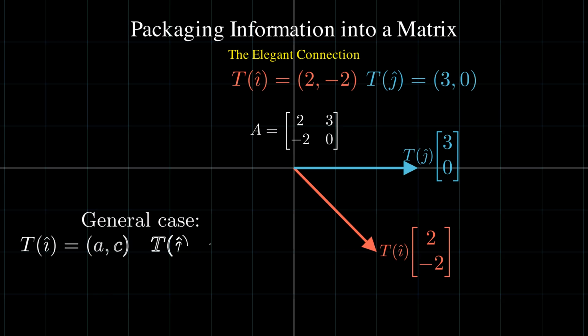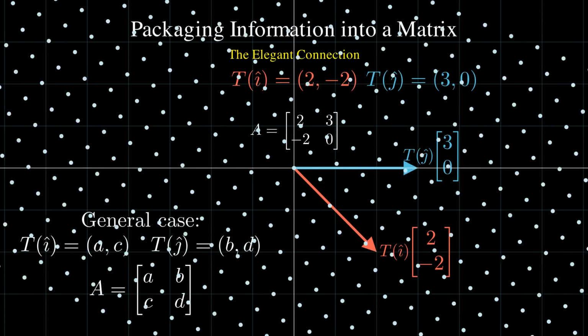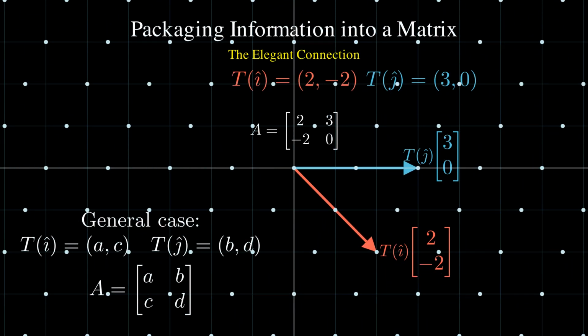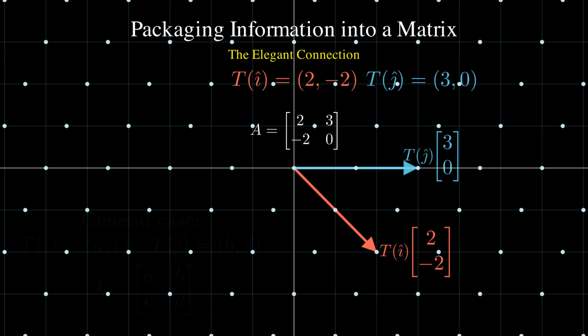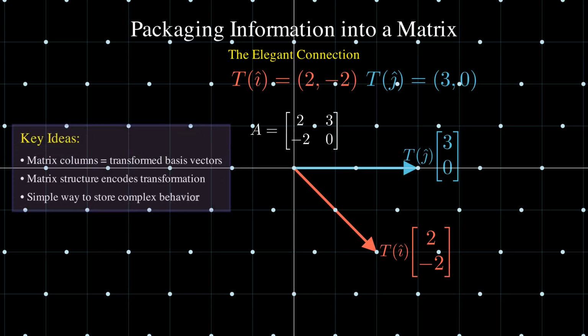This gives us a beautiful general form. For any linear transformation, we can package its effect on the basis vectors into a 2x2 matrix, and this matrix completely captures how the transformation deforms space. A matrix is just a way of storing where the basis vectors land. This is why matrices have the structure they do. It encodes the transformation of space.